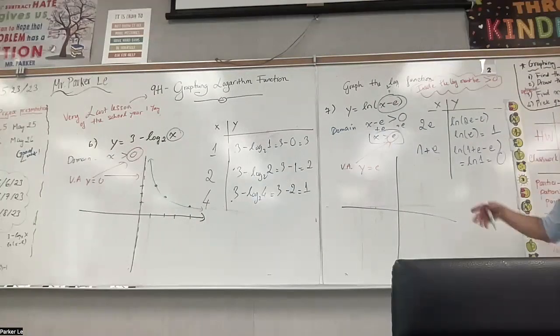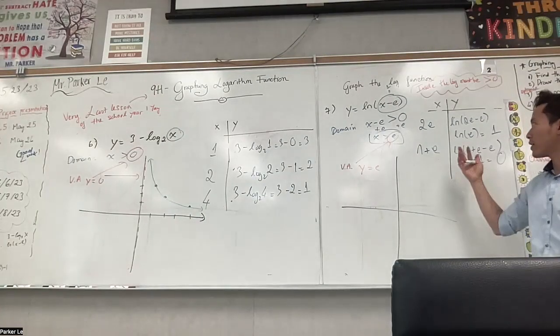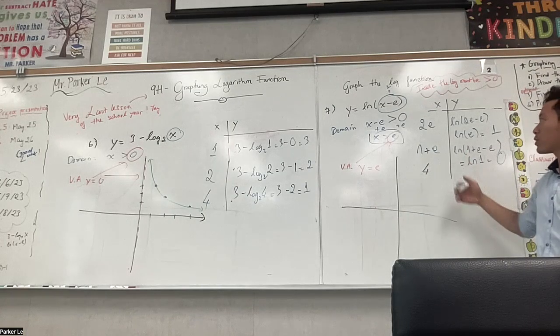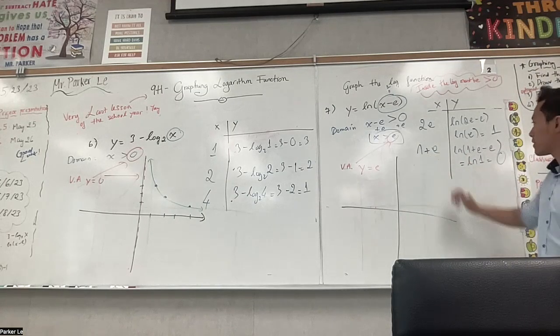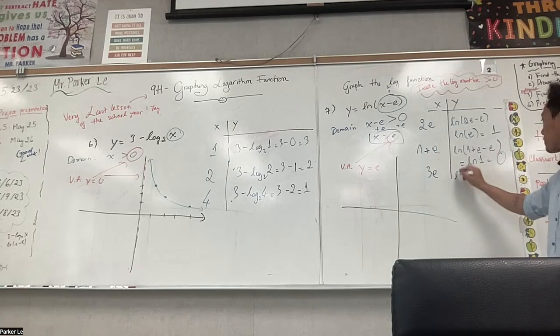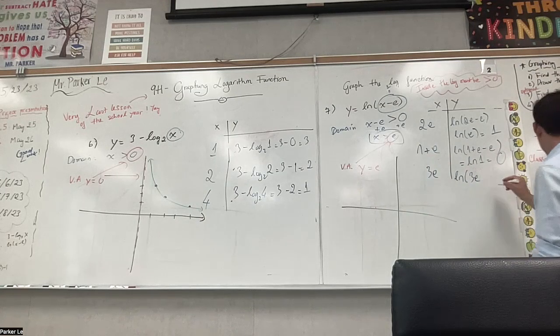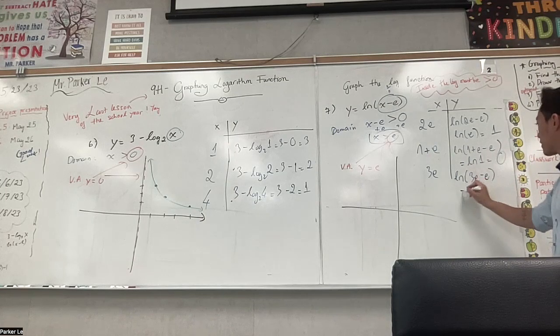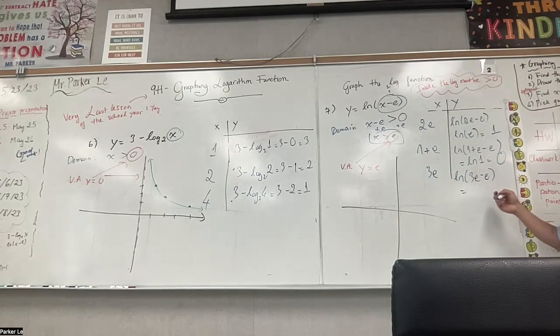What is the next good one? I think just choose any. 4e? Okay, how about 3e? So 3e minus e. What is 3e minus e? 2e. Can you use a calculator to find what is ln of 2e? Yeah, just use a calculator. Natural log of 2e.